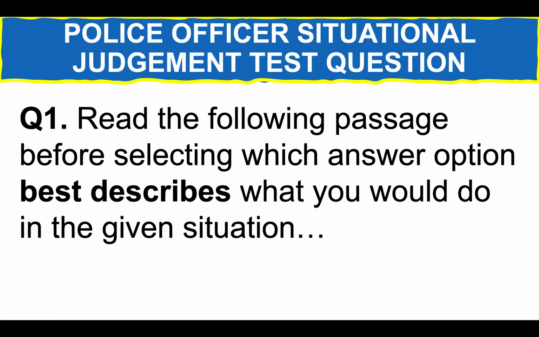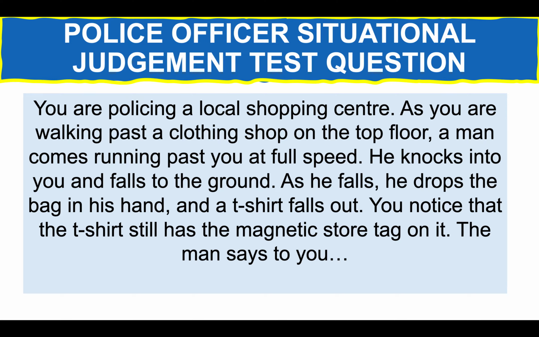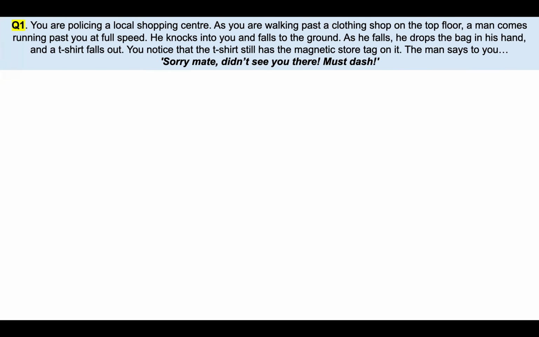So let's now take a look at some sample police officer situational judgment test questions to help you prepare effectively. Question number 1. Read the following passage before selecting which answer option best describes what you would do in the given situation. Here we go. You are policing a local shopping centre. As you are walking past a clothing shop on the top floor, a man comes running past you at full speed. He knocks into you and falls to the ground. As he falls, he drops the bag in his hand and a t-shirt falls out. You notice that the t-shirt still has the magnetic store tag on it. And the man then says to you, "Sorry mate, I didn't see you there, must dash." So what would you do?